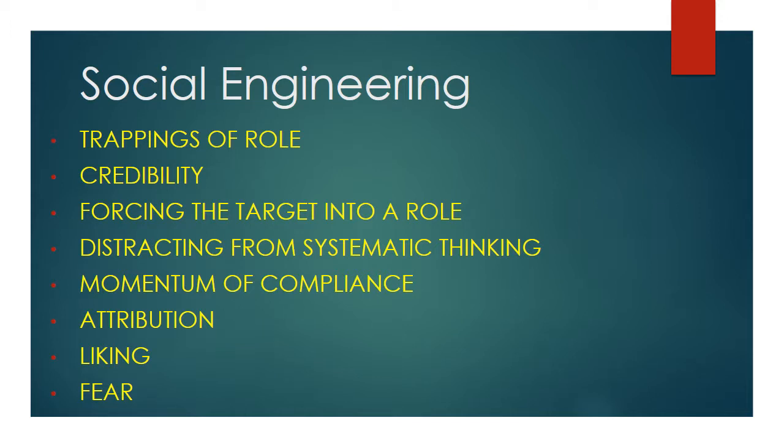Another factor that is mentioned is social engineering. The different factors of social engineering that come into play are known as the trappings of role, wherein the hacker exhibits a few behavioral characteristics of the role he or she is masquerading. We see a man dressed as an executive and assume he's smart, focused, and reliable, forcing the target into a role, which basically means forced into submission by being aggressive.